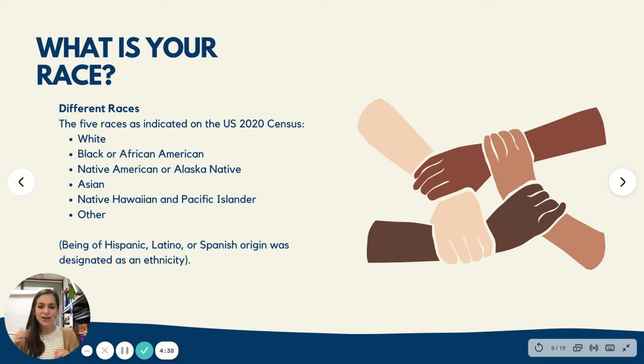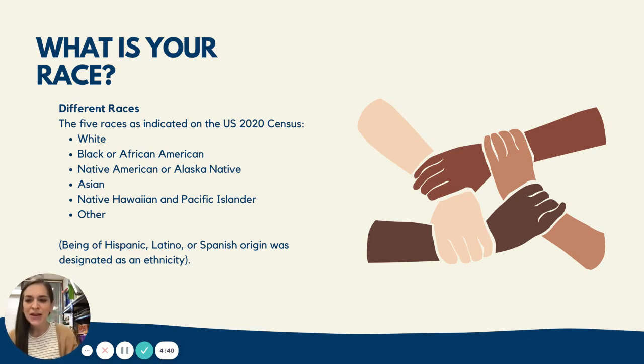So I'm here to ask you, what's your race? The 5 races as indicated on the US 2020 census were white, Black or African American, Native American or Alaska Native, Asian, Native Hawaiian and Pacific Islander, or other. And then being of Hispanic, Latino, or Spanish origin was designated as an ethnicity.